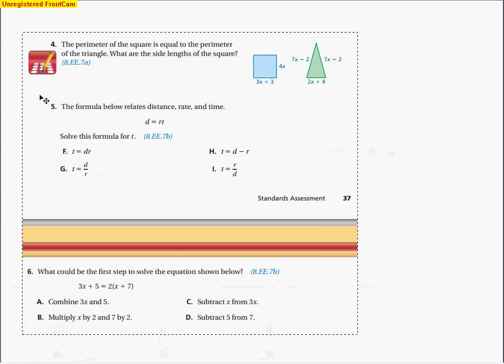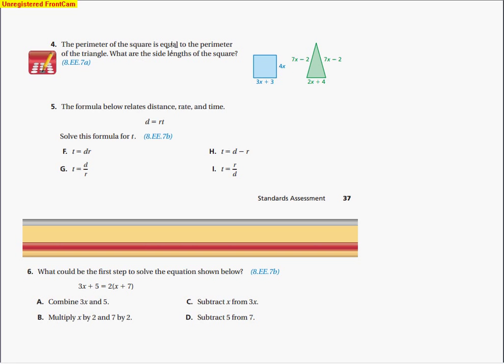And it says, number 4, the perimeter of the square is equal to the perimeter of the triangle. Now notice this is a square, and it's saying that the perimeters are equivalent. What is the side length of the square? Since we're dealing with a square, all sides are the same. So really all I have to do on this problem is take 3x plus 3 and set it equal to 4x. And then just subtract the 3x from both sides. That gives me 3 equals x.